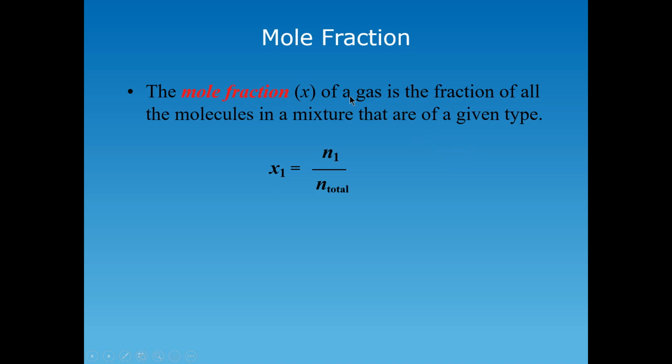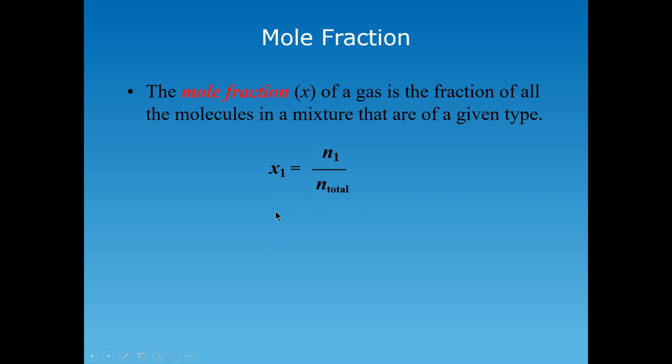Well, the mole fraction of a gas is the fraction of all the molecules in a mixture that are of a given type. So in other words, the mole fraction would be the number of moles of that gas divided by the total number of moles of all the gases in the mixture, all right? So if you have several gases in a mixture and you want to find the mole fraction of one of them, you take the moles of that particular one gas and divide it by the sum total of all the gases in the mixture. Now, please note that because you're dividing a mole value by a mole value, that means that the mole fraction will have no units because the mole units will cancel out, all right?